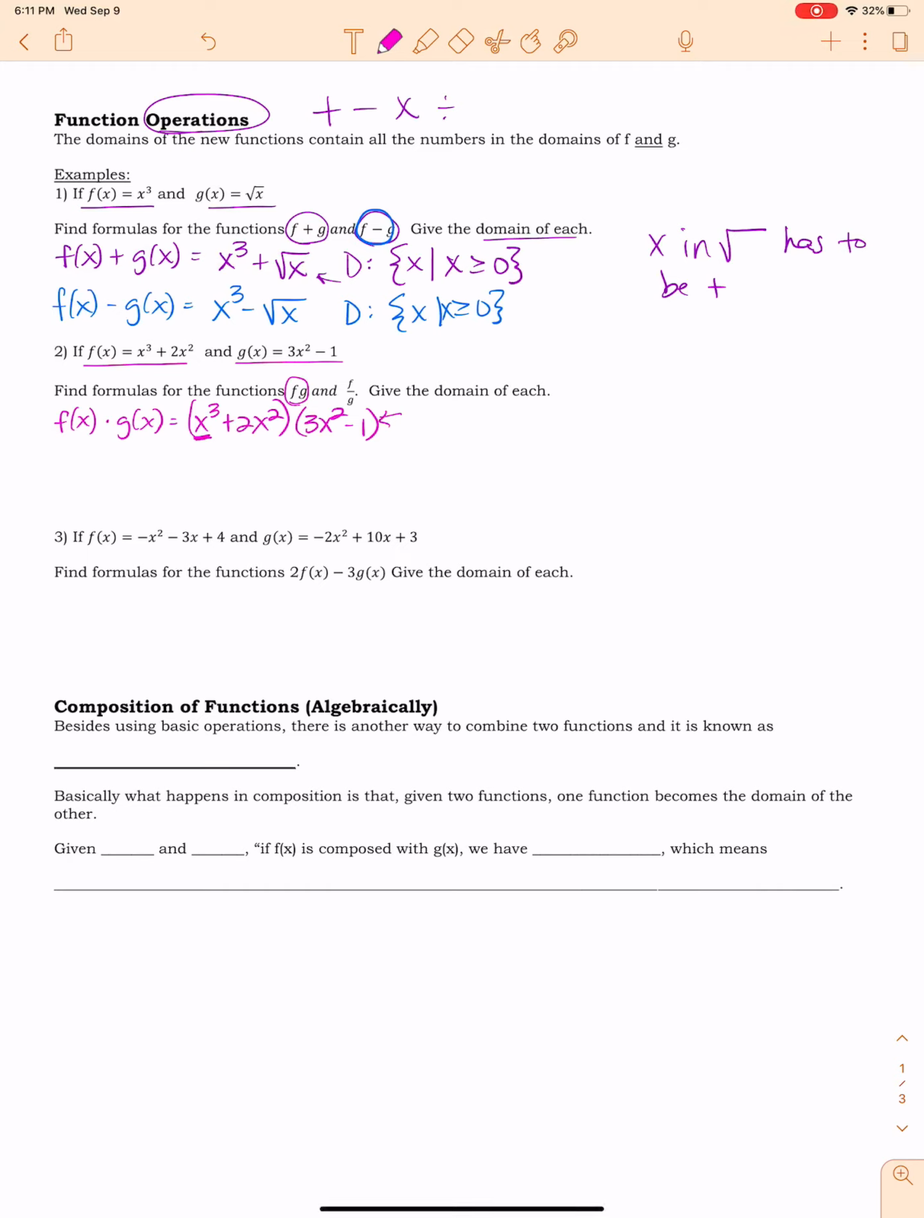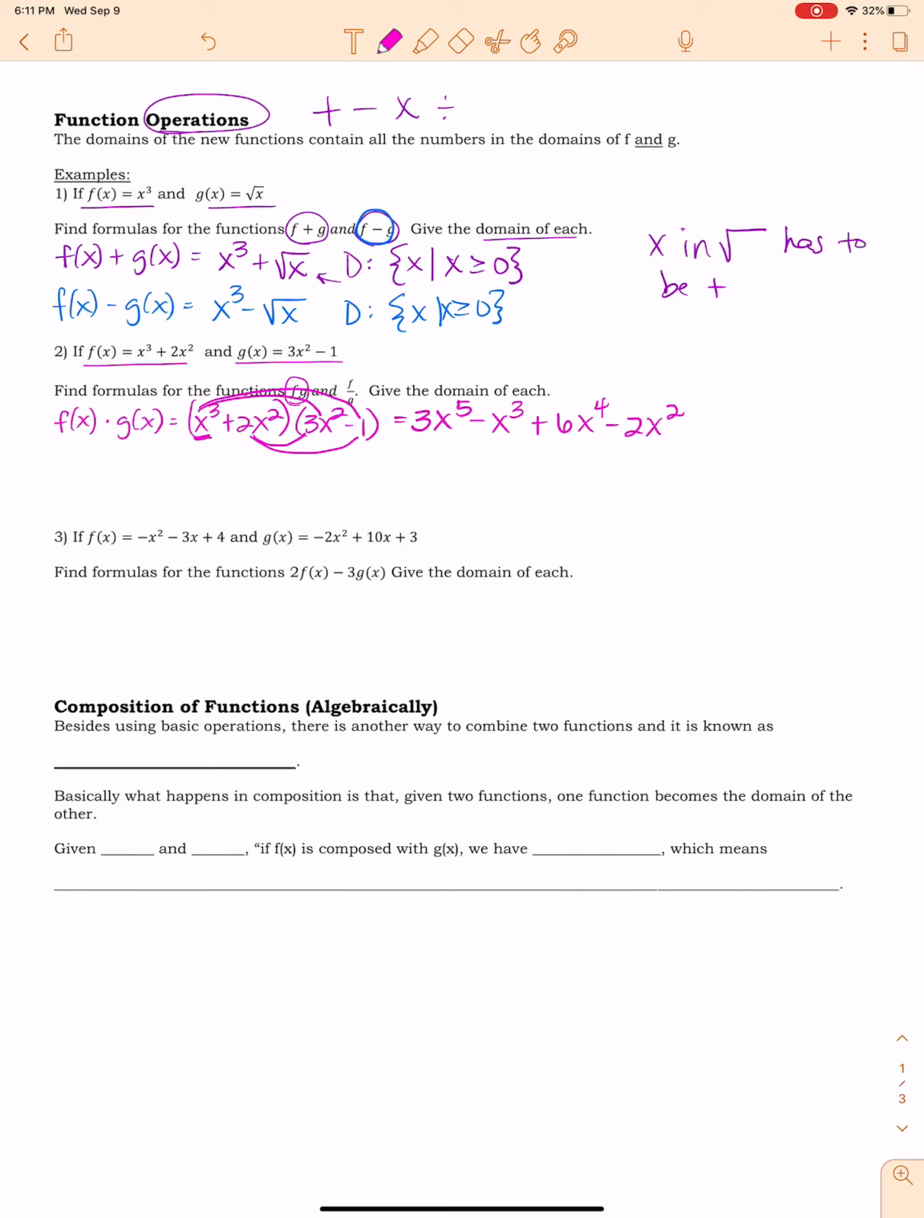All right, so what is that going to look like, Miss Griggs? Well, it's going to look just like this. X cubed times 3x squared. Remember your rules for exponents. When we're multiplying, my exponents do what? They add. Okay, so I've got 3x to the 5th, and then I'm going to multiply x to the 3rd times -1, and that gives me negative x to the 3rd. 2x squared times 3x squared gives me 6x to the 4th. And then 2x squared times -1, negative 2x squared.